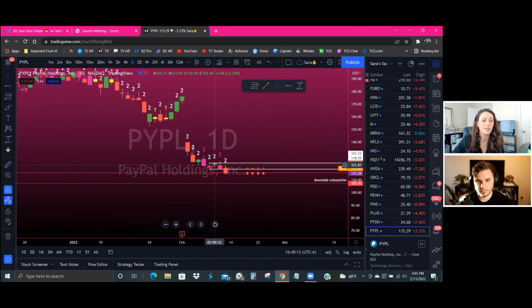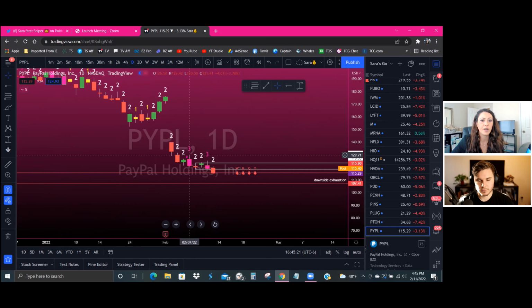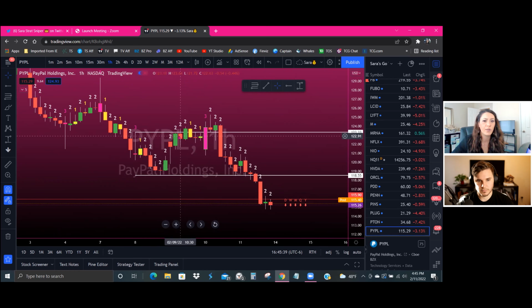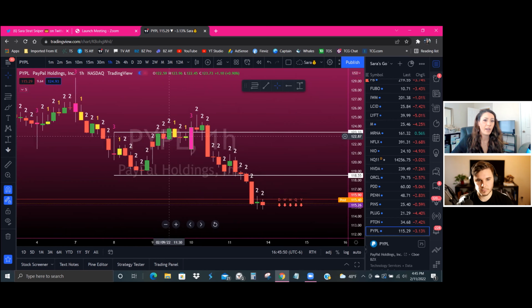So I said go long above 123, and then your target would have been the top of this candle, 129. But let's go into the hourly. It triggered on this candle at 10:30. So you could have gotten in right there, but it fell instantly. And then we had a candle flip, new candle opened, buying. So that's all good. You have a 2-1 setup.